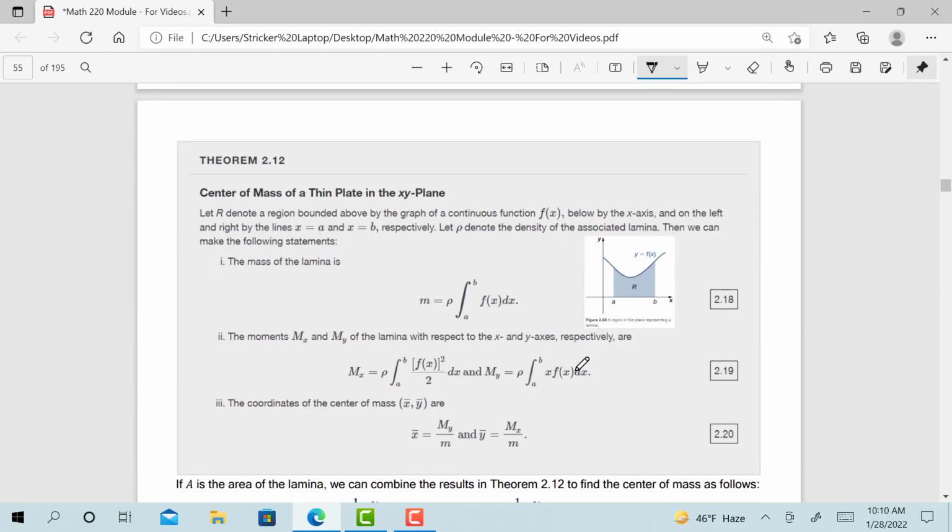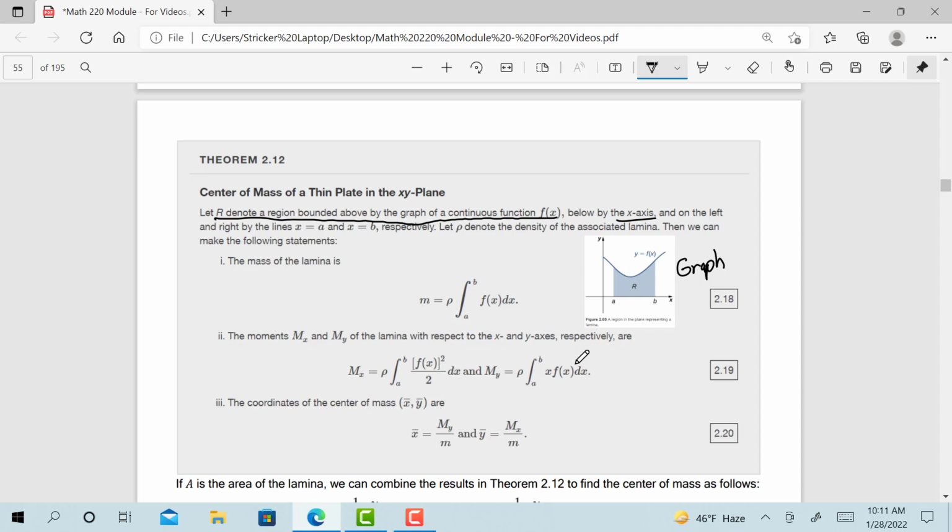Let's go to our formula, or our theorem 2.12, which talks about how we find the center of mass for a thin plate. And it relies on us first having the graph. We got to have the graph. So much like when we found our areas and things like that, we're going to need to find the graph here. So we're going to have some function. Let R denote the region. This is important. Let R denote the region that's bounded above by the graph f of x and below by the x-axis. So notice R is this shaded blue region in here in figure 2.65.